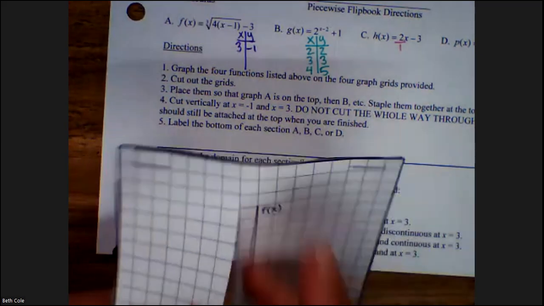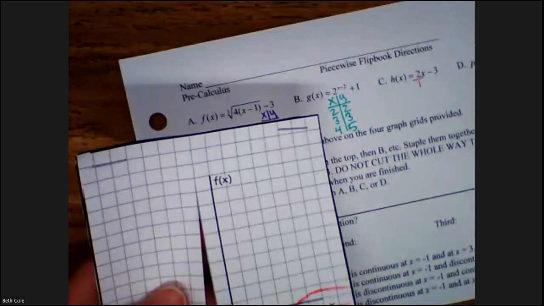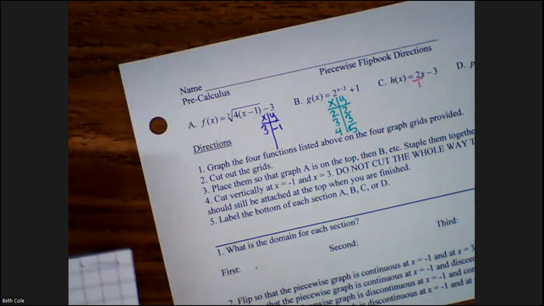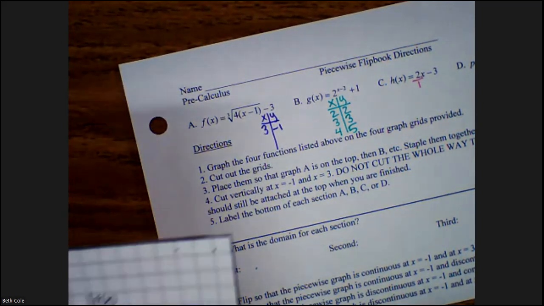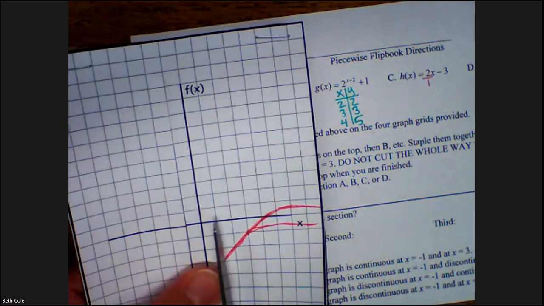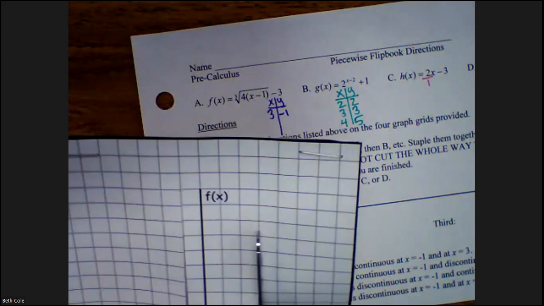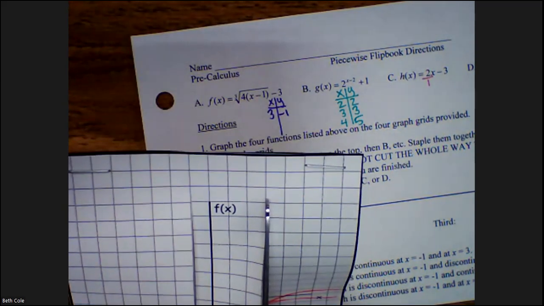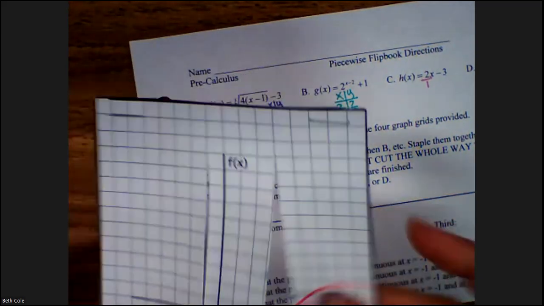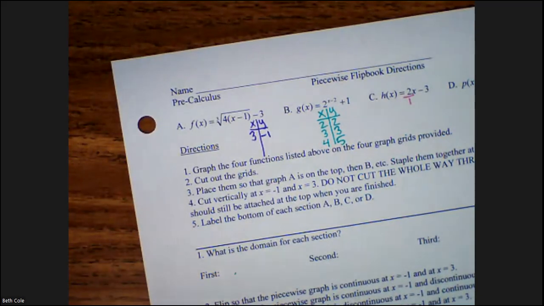If you cut the whole way through, instead of one flip book, you will end up with 3 individual pieces of garbage. Do you understand? So you want to do that at -1, and then what was the other one? 3. So do you see how right here is 3? 1, 2, 3. So I'm going to cut vertically at 3. But when you get about to where the f of x is at the top, stop, so that you end up with one flip book that is still connected and not 3 individual pieces of garbage.